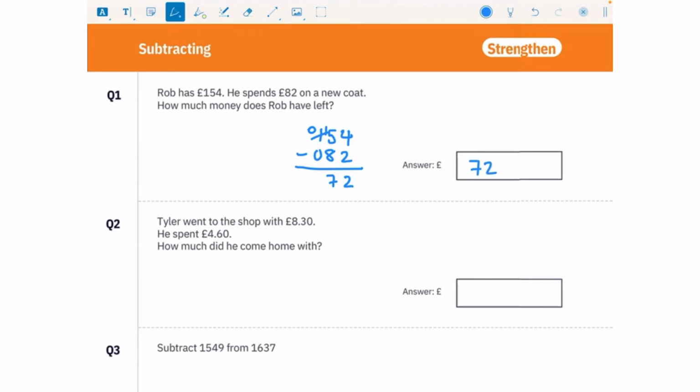Tyler went to the shop with £8.30. He spent £4.60. How much did he come home with? So £8.30 take away £4.60. 0 take away 0, that's fine, that's still 0. 3 take away 6, we've got more on the floor, so let's borrow from next door. 13 take 6 is 7. Line up those decimals. And 7 take away 4 is 3. So we've got £3.70.